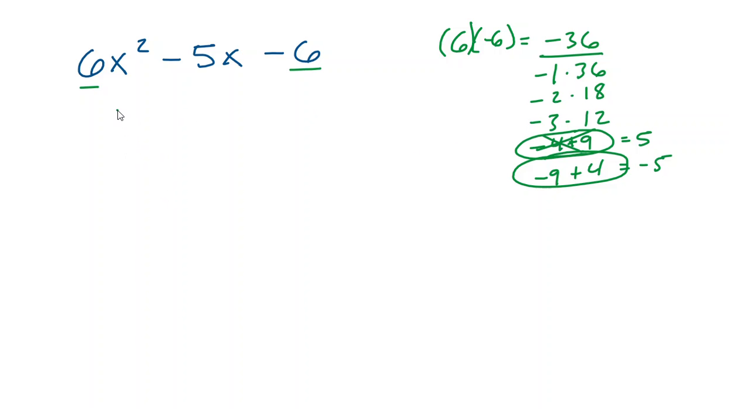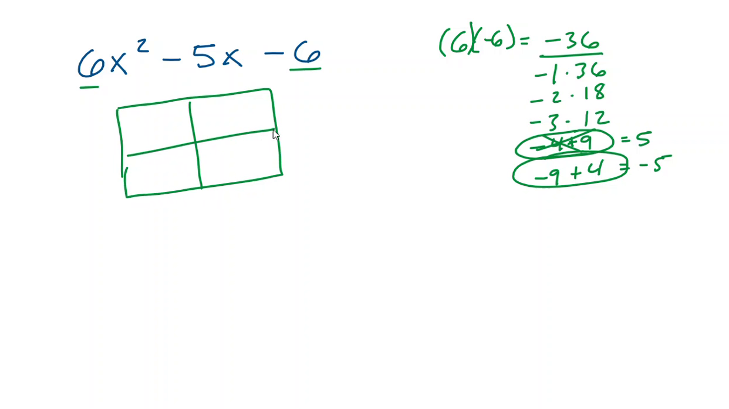Okay, so let's get my little square here. First square, 6x squared. Last square, negative 6. Other two, the diagonal squares, are negative 9x and positive 4x. Okay, first row, they have a common factor of 3. 3 times 2 is 6, 3 times 3 is 9, and a common factor of 6x, so 3x. Second row, common factor of 2. 2 times 2 is 4. 2 times 3 is 6. It's positive.